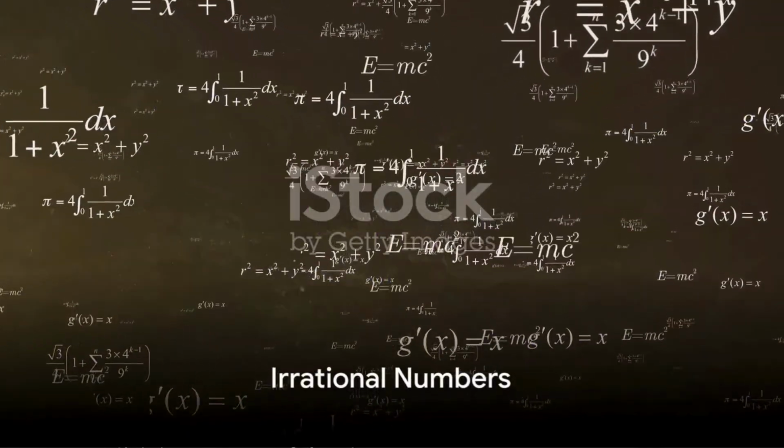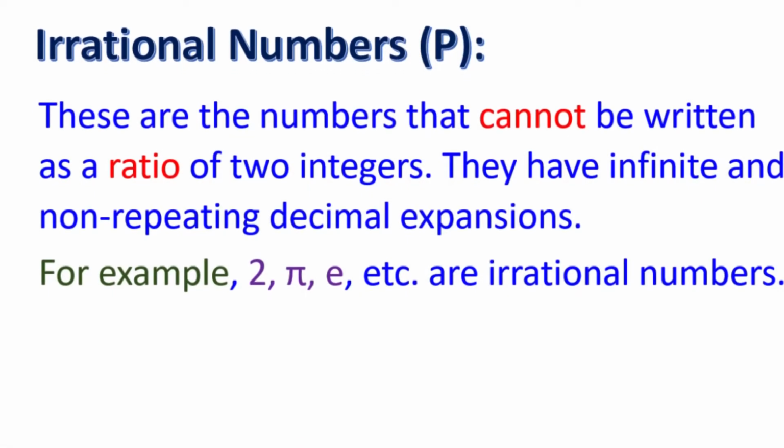Next in line are the irrational numbers, symbolized as I. These numbers cannot be written as a ratio of two integers and have infinite and non-repeating decimal expansions. Numbers like the square root of 2, pi, and e are examples of irrational numbers.